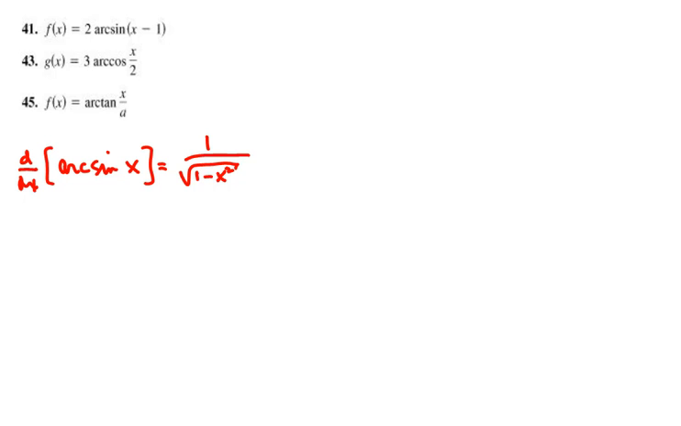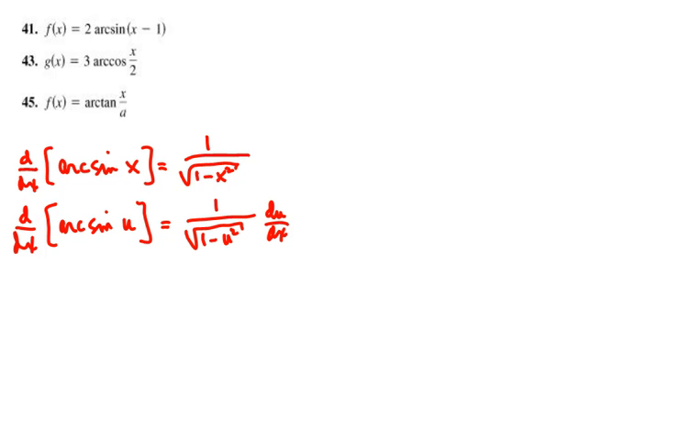Now, in the event that we're talking about a function of x instead of x, and we call that u, arcsine of u, where u is a function of x, then that would be 1 over the square root of 1 minus u squared, whatever u happens to be, times the derivative of u with respect to x.